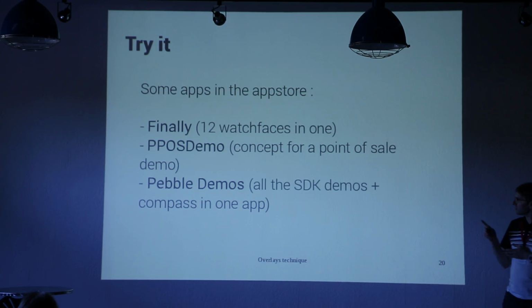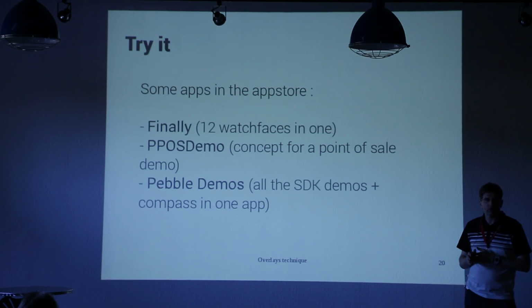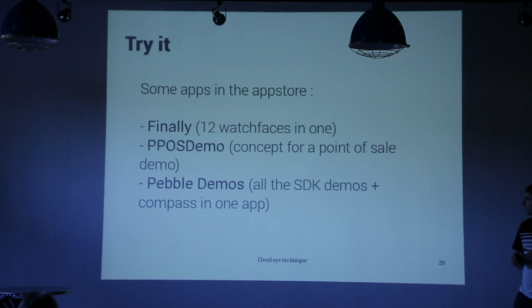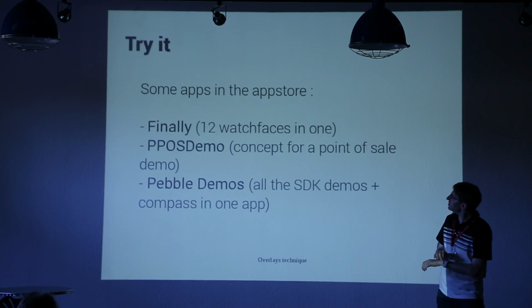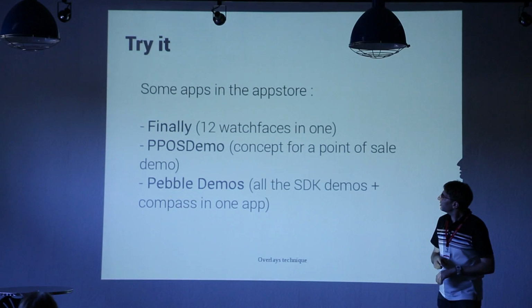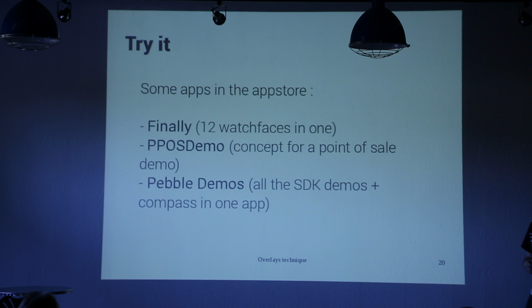The other example is the Pebble demo, which also exists in the App Store. This one is basically showing all of the Pebble demo, the watch faces and the applications, by menu, and all of them fit inside, and it's really big. The 40K was from this one. I think that was the last one.